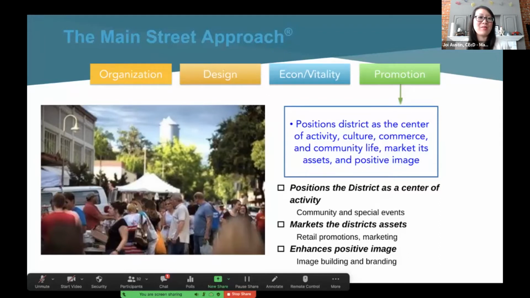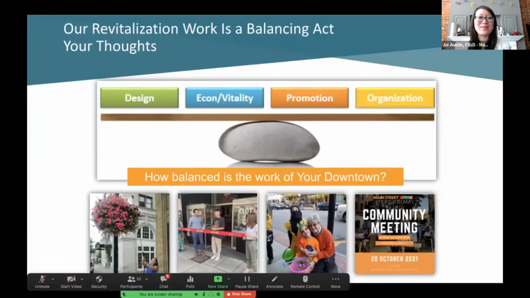So in the end, our revitalization work really is a balancing act. So just something to keep in the back of your mind throughout the session: how balanced is the work of your downtown?